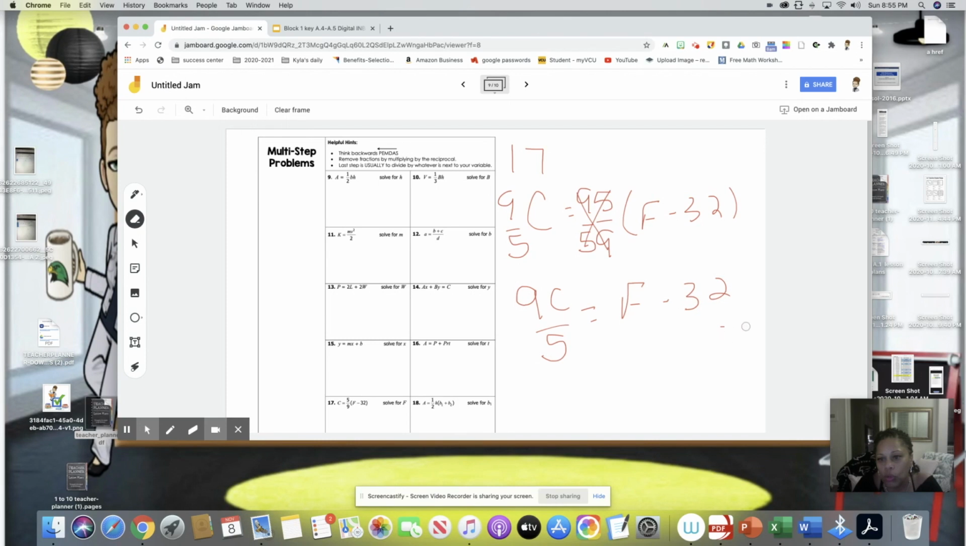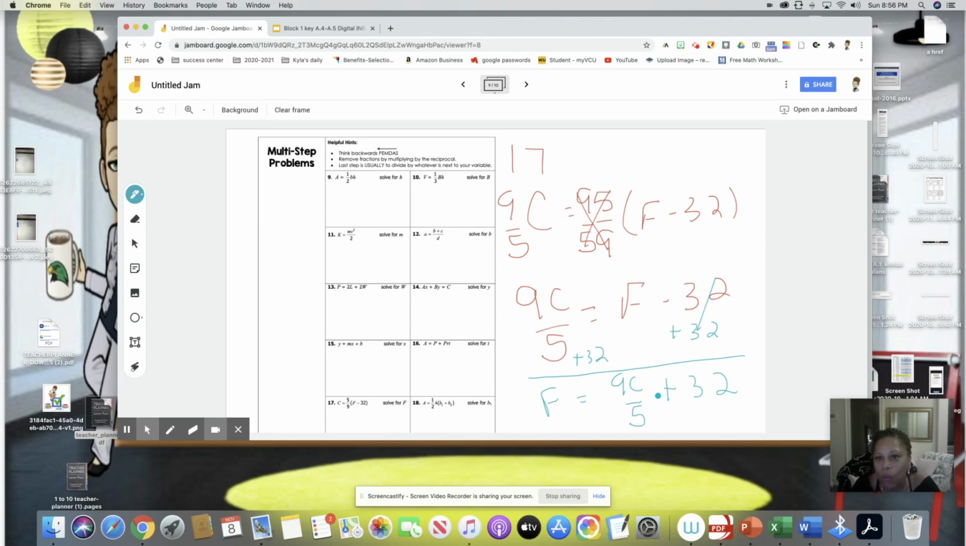This one gets a little tricky, so that's why I'm starting this over. I'm going to use a different color. We're going to try blue. So we're going to add this 32 to both sides. And we're going to read it like we see it. So we got F, which is the variable that we're solving for, equals 9C divided by 5. We write all of that first, and then we add 32. You see what I did? I said 9C divided by 5 plus 32. Read it like you see it.